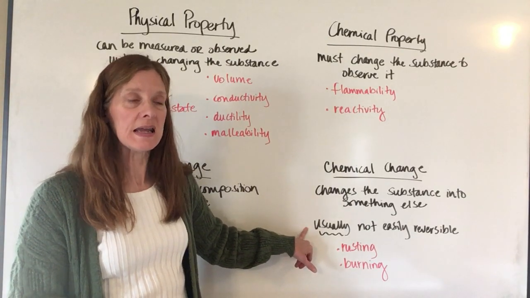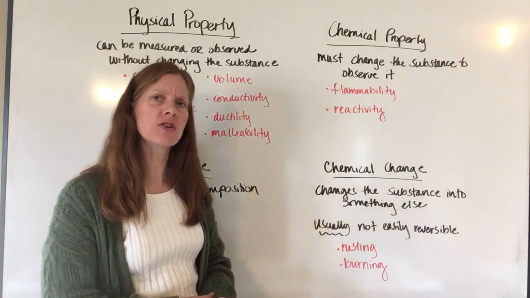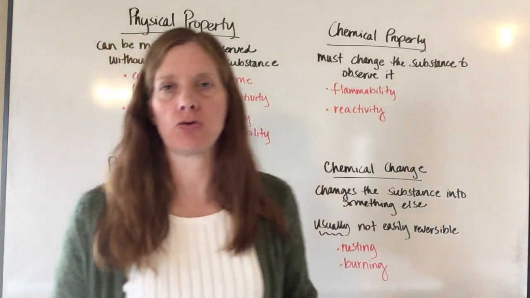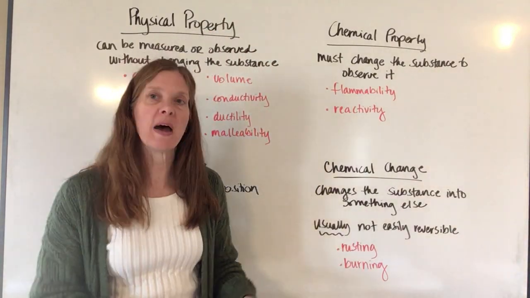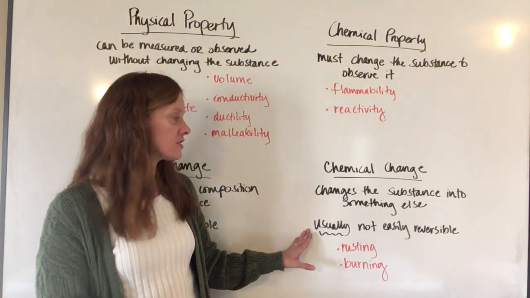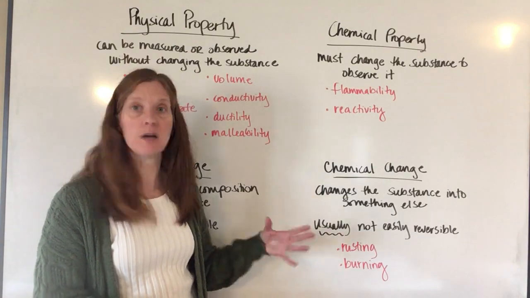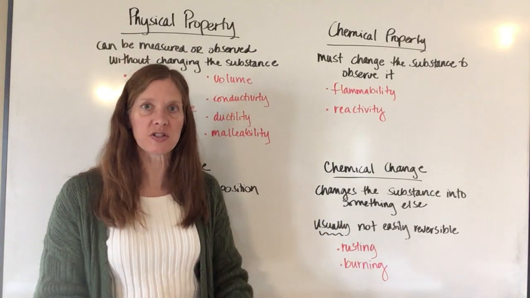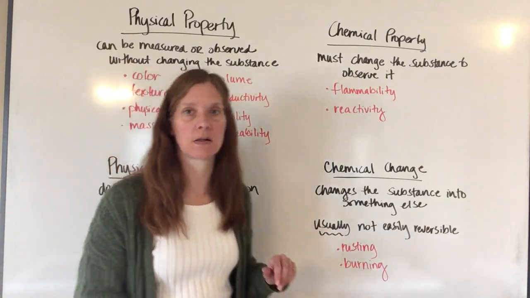Usually it's not easy to take something and make it go back to the way it was. There are some chemical reactions that when you take chemistry, you'll find out that we can reverse them without a whole lot of difficulty. But just as a general rule, again, that's what this is. This is a general rule. As a general rule, a chemical change isn't reversible. You can't unburn something. You can't unrust something. That change doesn't turn around very easily.